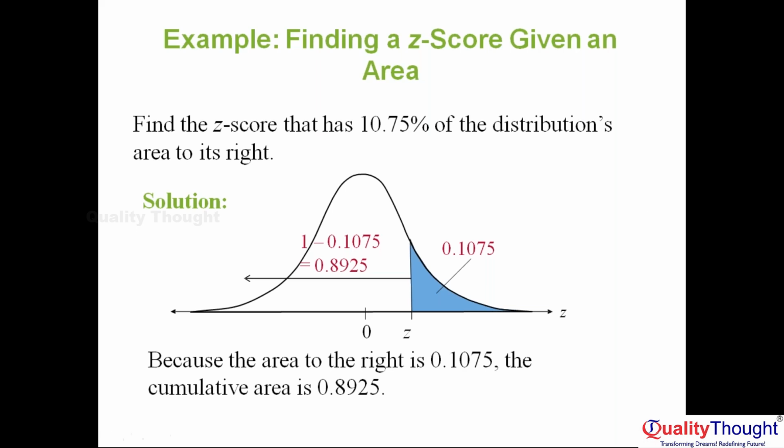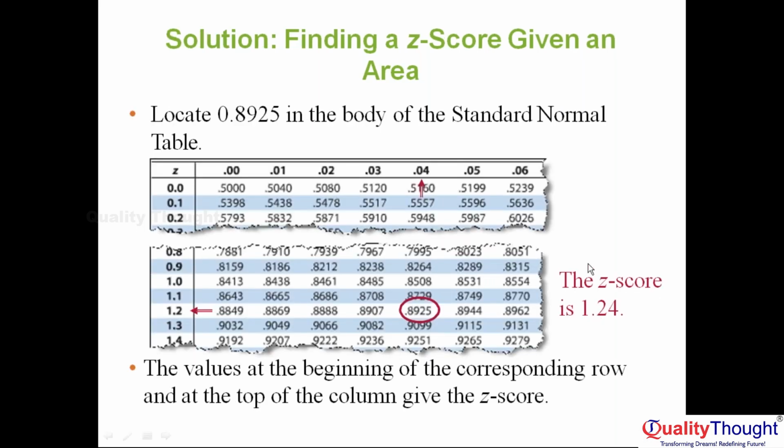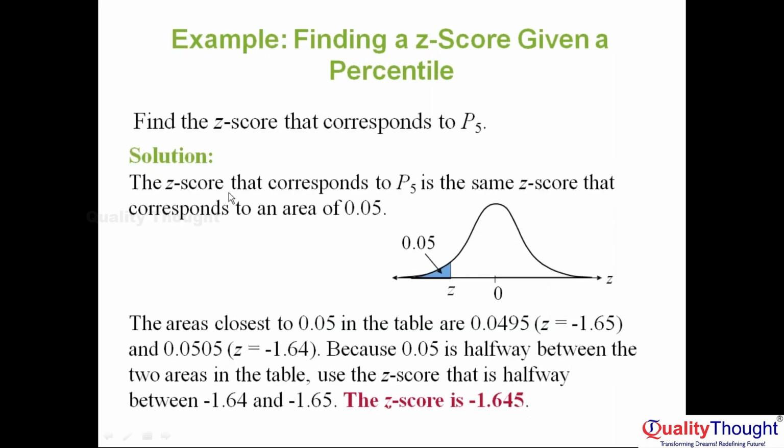Okay, 1.24. Let us check it. Awesome. Really, the z-score is 1.4. That's excellent.